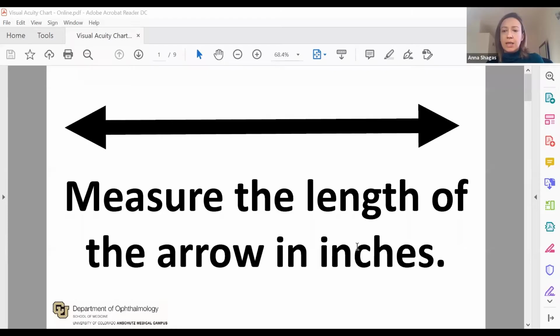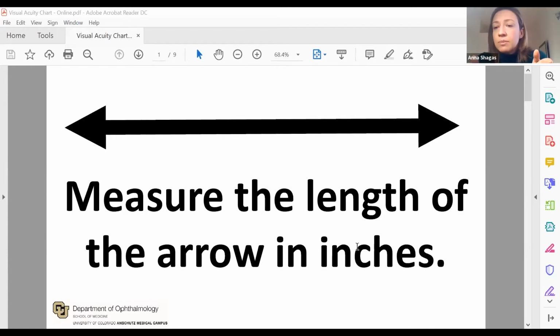Slide. Arrow. Measure the length of the arrow in inches. University of Colorado. The first step with this chart in particular is that the patient will need to measure the length of this arrow in inches. As you know, when patients call in, they can call from their computer, a laptop, sometimes an iPad or their smartphone. When they measure the length of the arrow, it gives me an idea of the size of the image that comes across when they're looking at the screen.